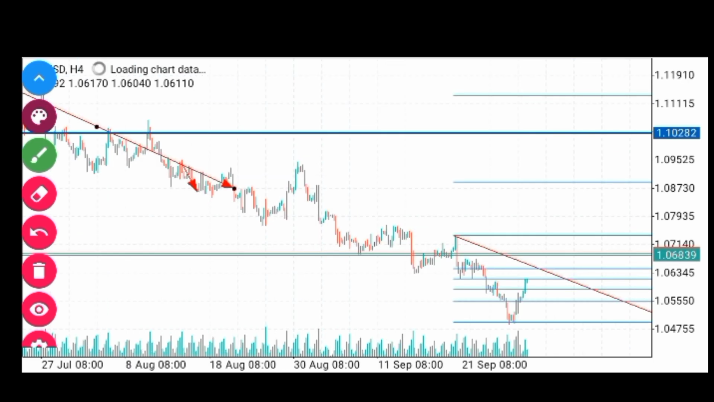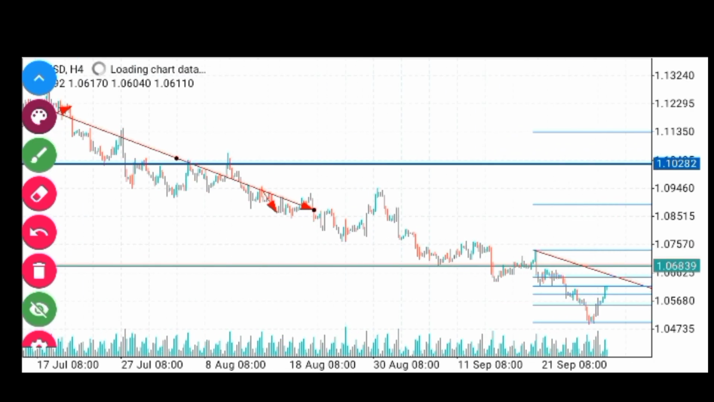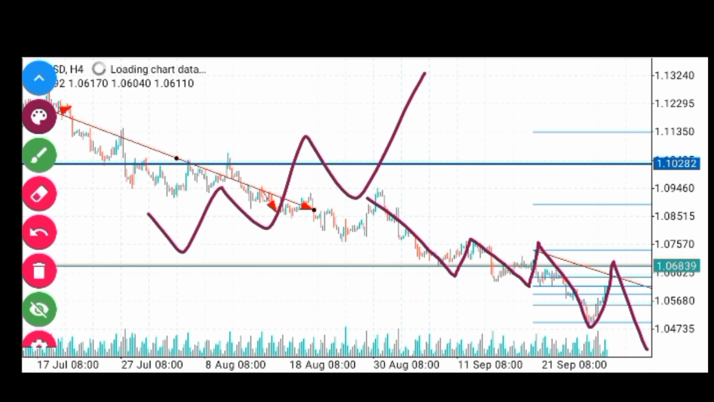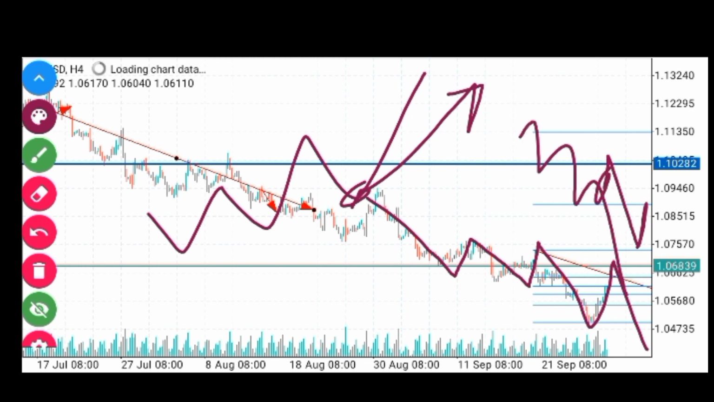Just understand the movement of the market. Just be able to identify the swing high and the swing low, then it gets easier for you. And remember, if we are in an uptrend, we draw from our swing low up. And if we're in a downtrend, we draw from the swing high down.